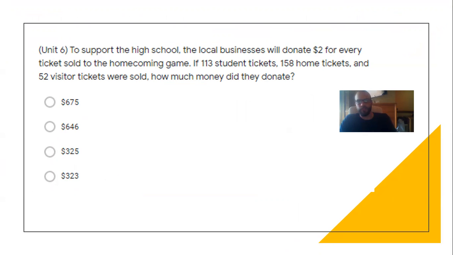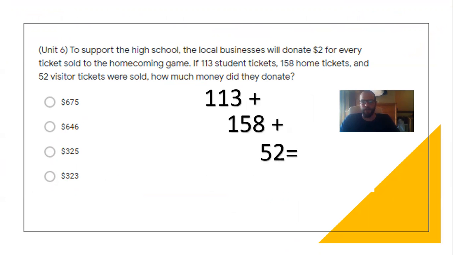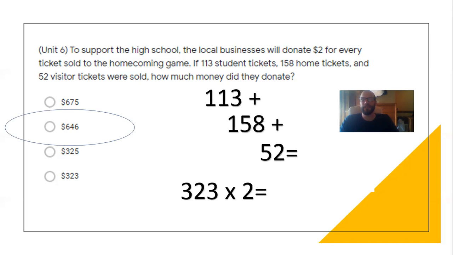To support the high school, the local businesses will donate $2 for every ticket sold to the homecoming game. There's 113 student tickets, 158 home tickets, 52 visitor tickets. That's a lot of tickets. That's 158 plus 52 plus 113, which is 323. And then for each of those tickets, you get $2. So 323 times 2 is 646. There we go. Unit 7.